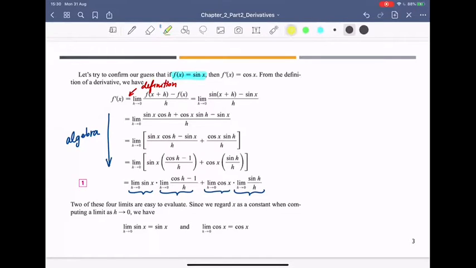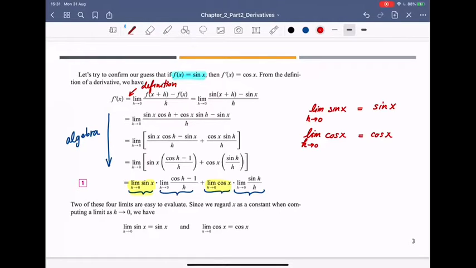The one that I am going to highlight in yellow here is easy, because it is the limit of sine x where h goes to 0. So this is going to be sine x because when you take the limit as h goes to 0, sine x is just a constant, right? So just sine x. And when you take the limit of cosine x where h goes to 0, this is just cosine x, because cosine x is constant in terms of this limit.